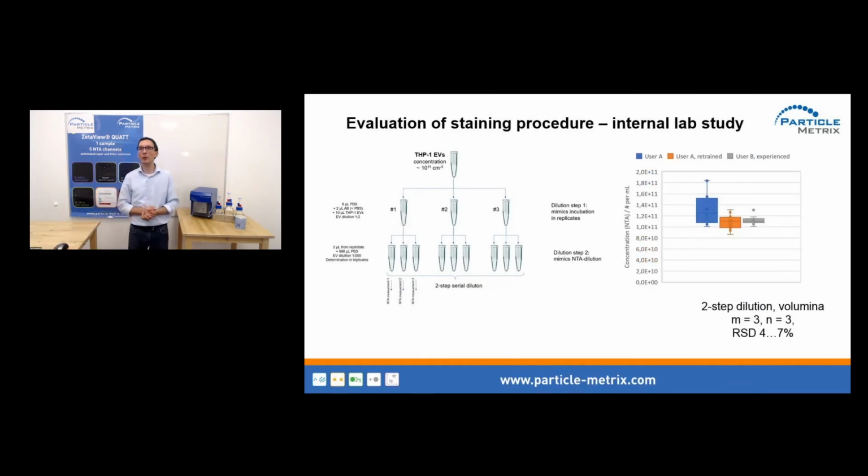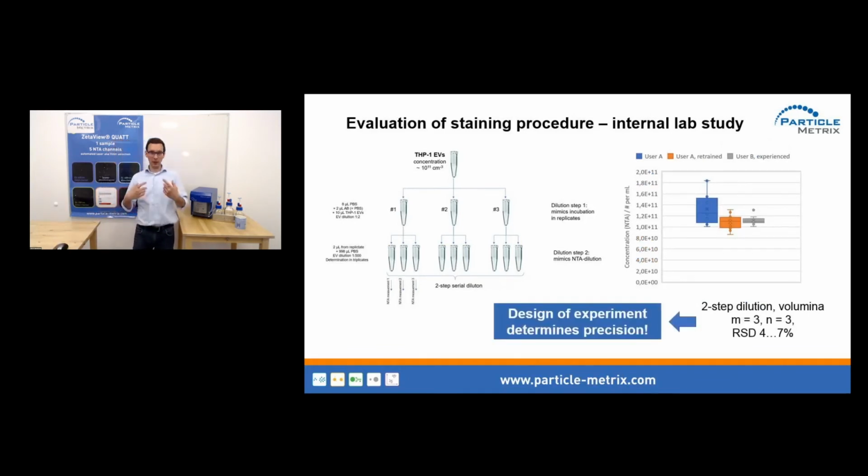That's the box plot of user A, retrained user A, and the experienced user. So there were 3 technical replicates, and each of the replicates we diluted 3 times. If you do this, you can aim for a standard deviation in the range of 4 to 7%. Again, the design of the experiment determines the precision. So it's both: the uncertainty of the instrument and the sources of errors in the process of sample preparation.